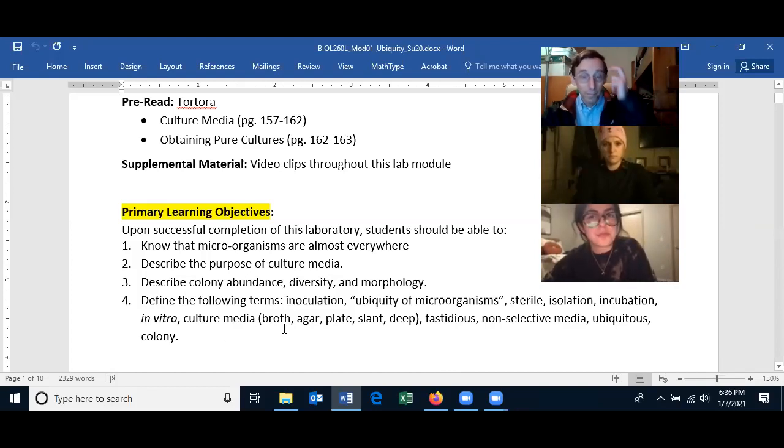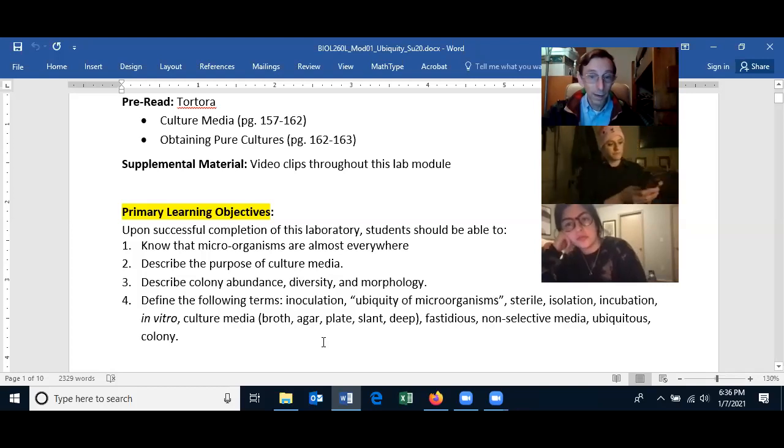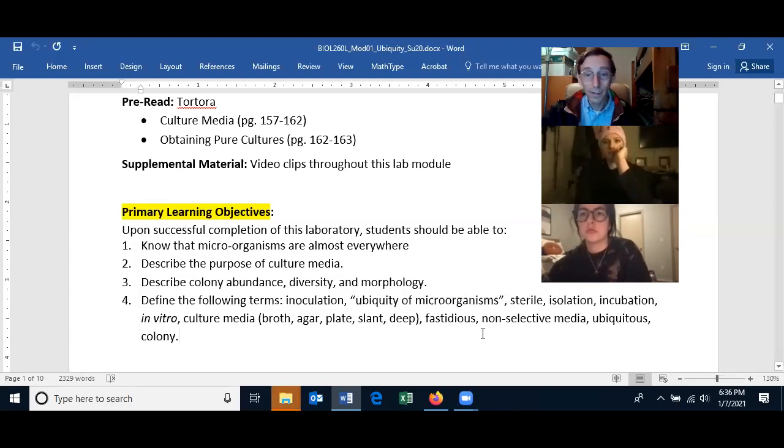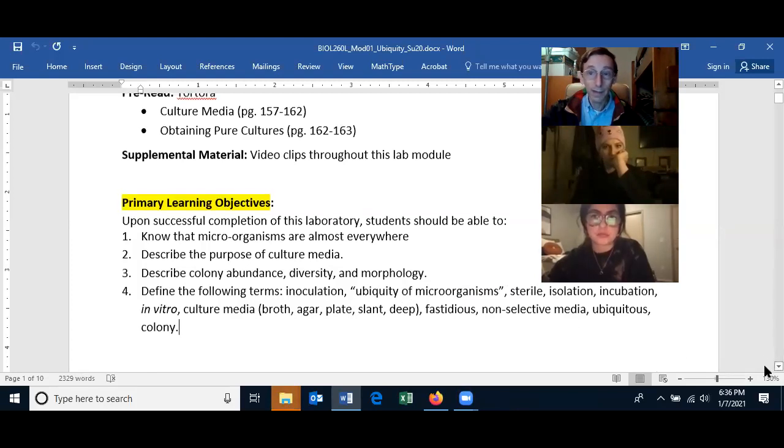There's a broth, there's a media with agar in it, there's a plate, so you have a culture media on a plate, you can have a slant and a deep. And I don't know if we talk about that today, but those are two different types of tubes. There are fastidious organisms, and then I guess non-fastidious organisms. There's non-selective media, which we generally call general purpose media. What's ubiquitous, and what's a colony. Any questions about any of that?